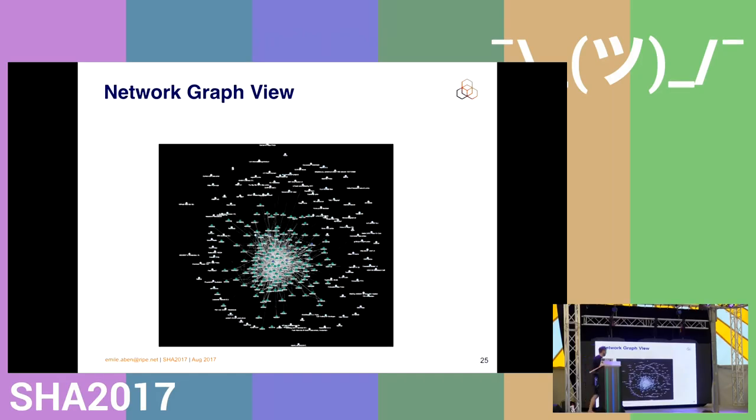We also have a network graph view, so here the dots on the outside are the RIPE Atlas probes, and then the inside is where the networks are, but this one is quite complex, so what this graph says is that it's quite complex. I have a nicer example later on.